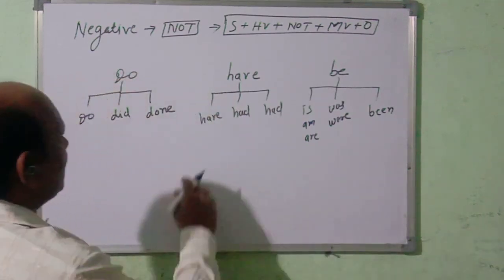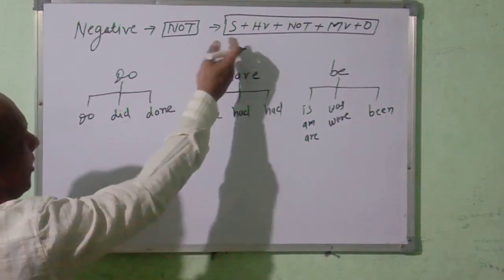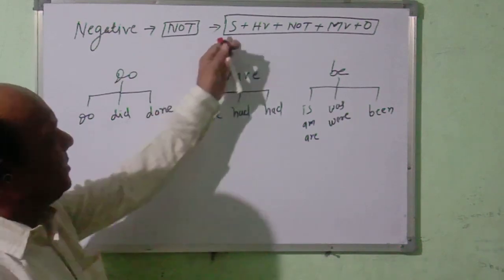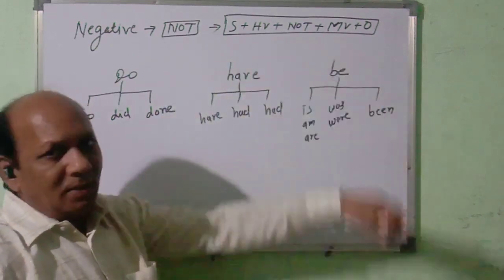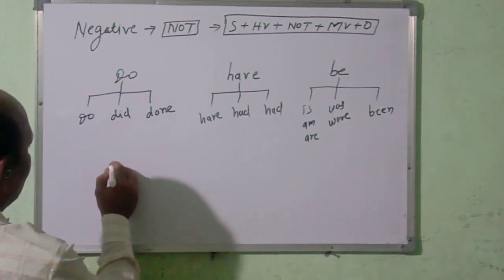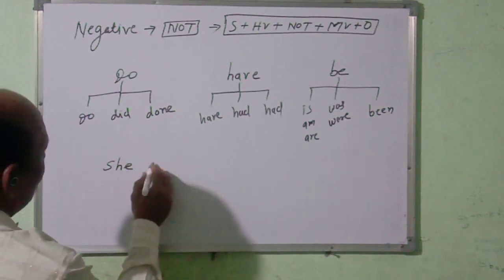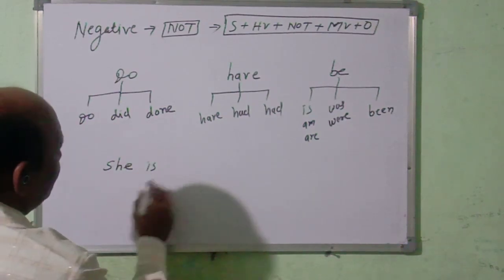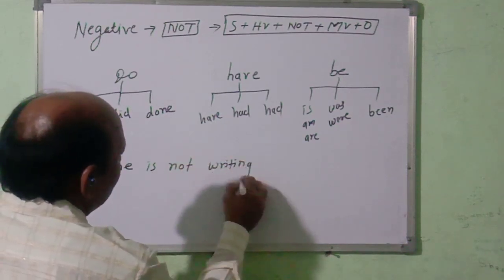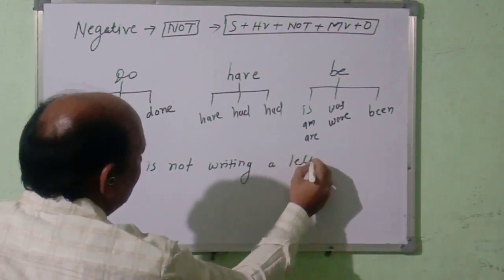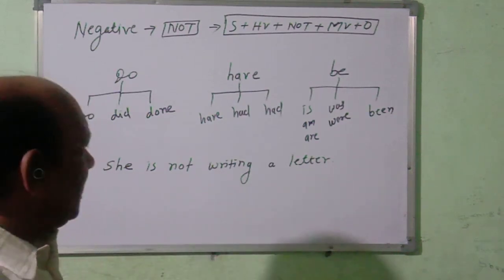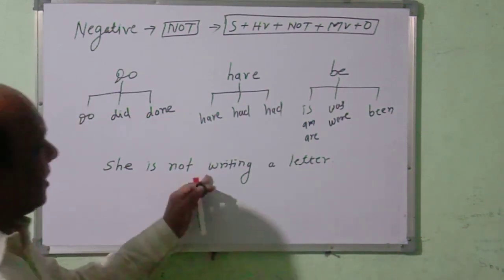First we have to observe the structure of the negative sentence. What is the structure? Subject, helping verb plus not plus main verb plus object. I am writing one example here: She is not writing a letter. This is a negative sentence. When you read "She is not writing a letter", what is the bifurcation of this sentence?